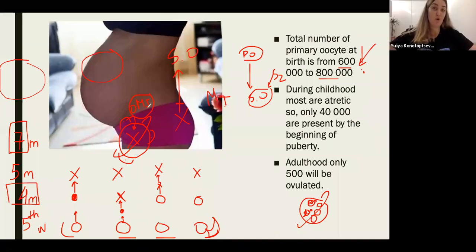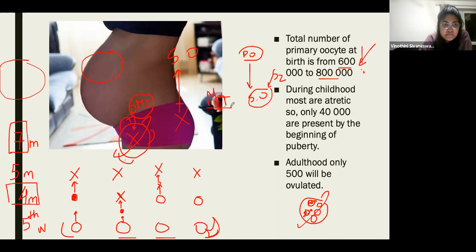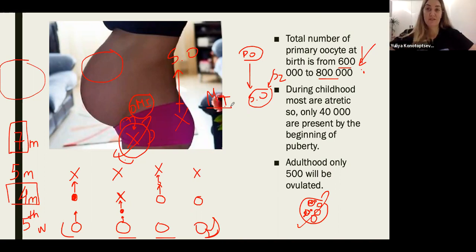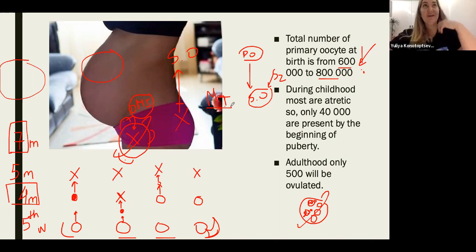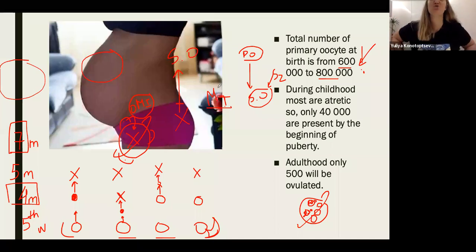And what is the job of the OMI? OMI is going to be arresting your primary oocyte in meiosis 1, right? But why do we want to arrest it? So that you can use it when you get to puberty, right? Yes. So we are basically trying to save the cells. We're trying to make sure that they aren't dying.